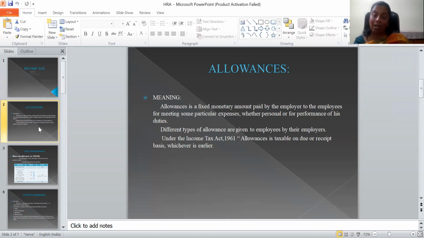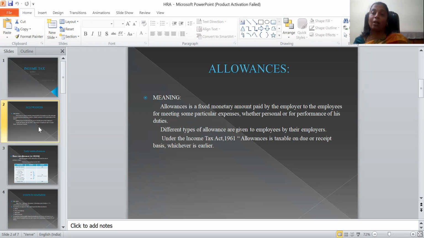Same way, we have HRA, which is known as house rent allowance. It is a compensation amount which is given by an employer to pay your rent and reduce your burden. So allowance is nothing but the fixed monetary amount which is paid by an employer to employee for meeting some particular expenses, whether it is personal or for his performance of his duty. So there are different types of allowances which an employer gives.